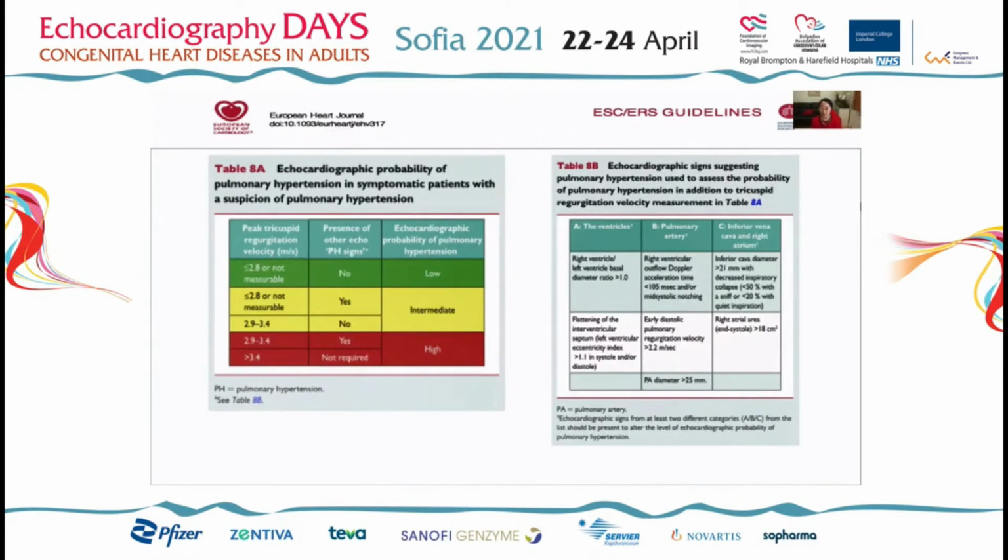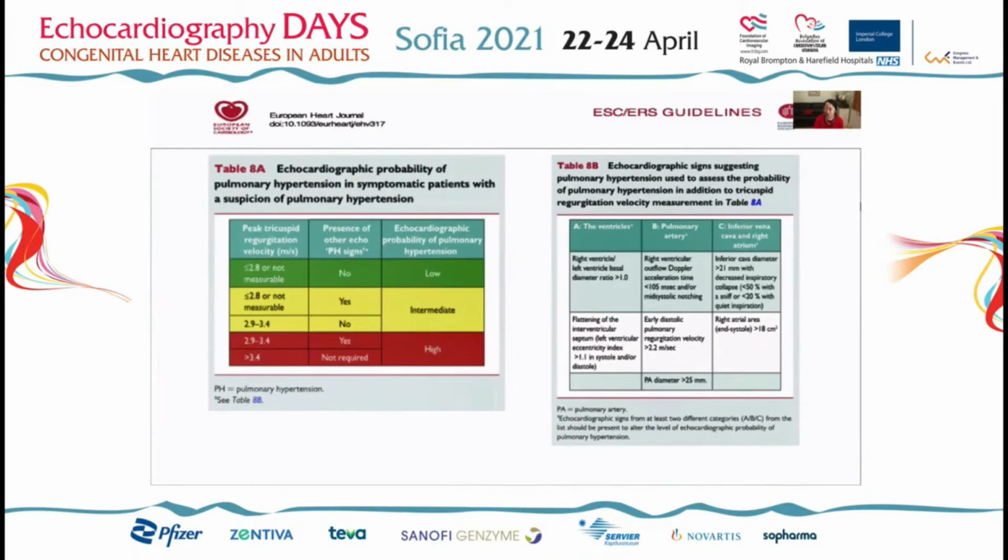From the pulmonary artery Doppler, we can measure the acceleration time. If this time is less than 105 milliseconds, that also suggests increased PAP. And we can also measure the early diastolic pulmonary regurgitation velocity. This velocity of more than 2.2 is indicative of PH. Also, a pulmonary artery diameter of more than 25 millimeters suggests the PA is dilated.